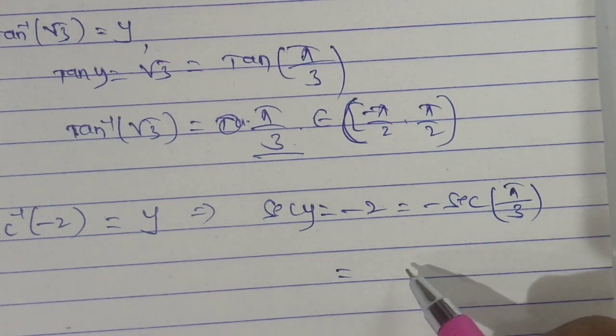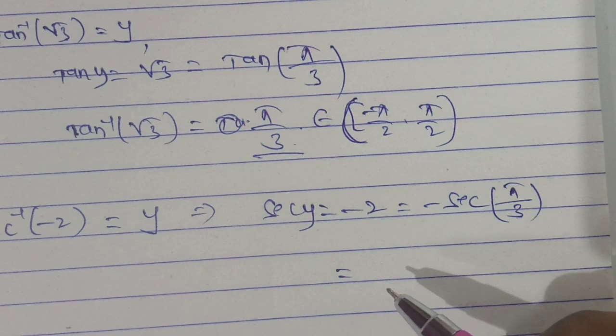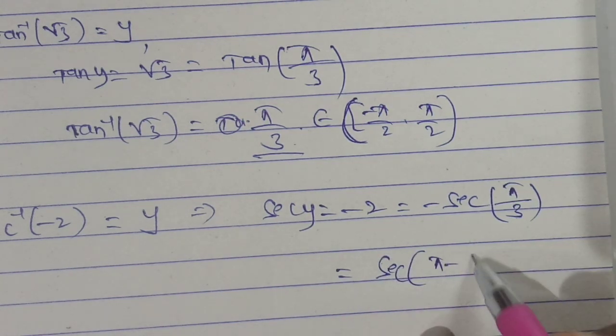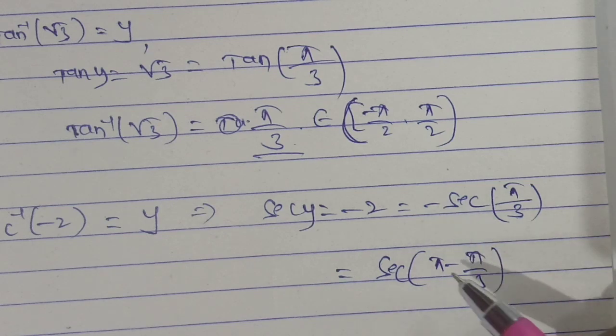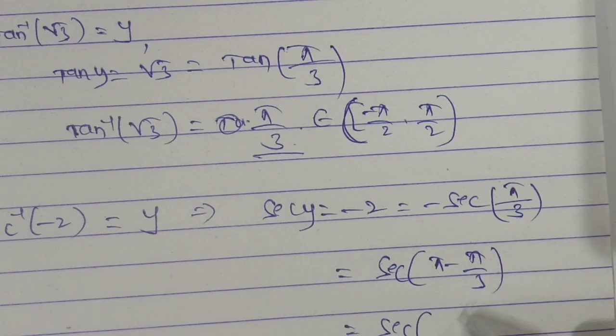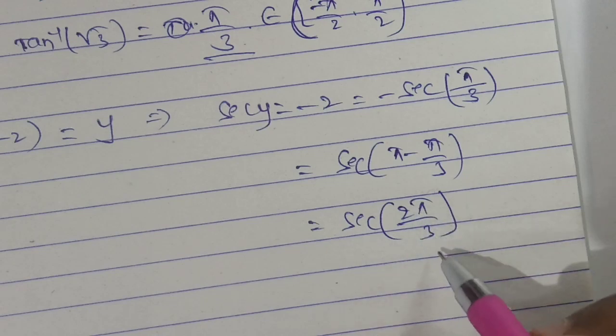Then we know that secant theta will be negative in the second and third quadrants. I am choosing the second quadrant. Let us see secant of 180 minus theta. 180 minus theta comes in the second quadrant. Here secant theta will be negative. Then secant of 180 minus theta is equal to minus secant theta. That's why if I simplify this one, I get 2 pi by 3.